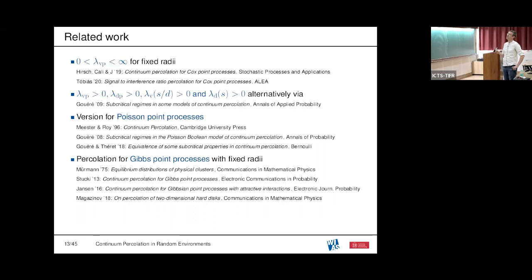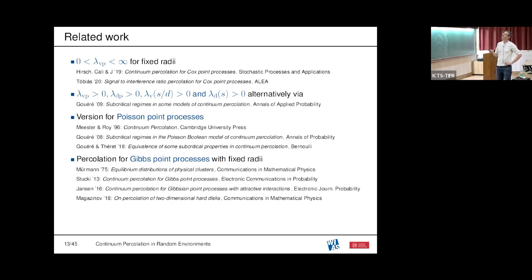There is, in principle, an alternative way to prove the existence of the subcritical regime for the volume and the diameter via a paper by Guare, but he imposes conditions on general stationary point processes, and I believe it's not easier to check these conditions than to follow our proof. The Poisson point process, of course, all this is known, and some of it is contained in the textbook on the subject. Some of it is contained in another paper by Guare, which was quite influential for our work. There, the multi-scale argument is presented for the Poisson case.